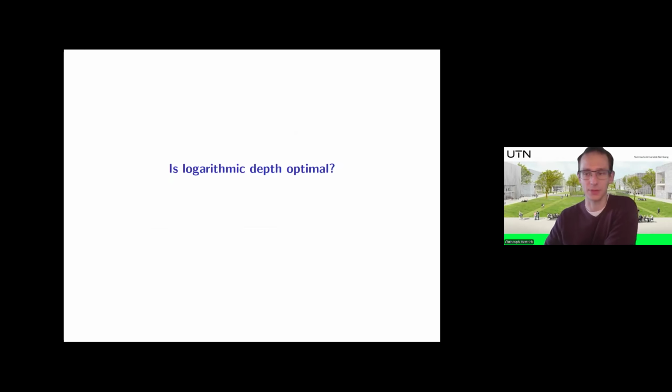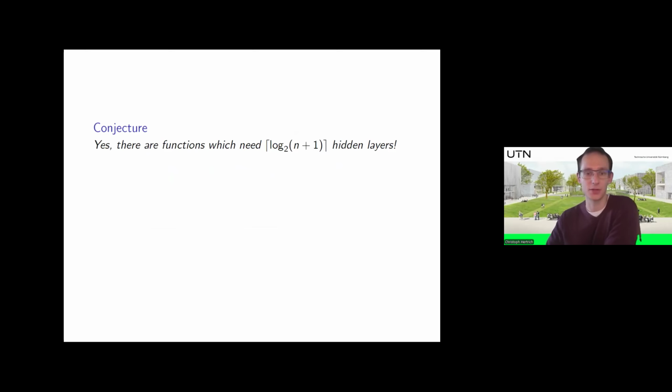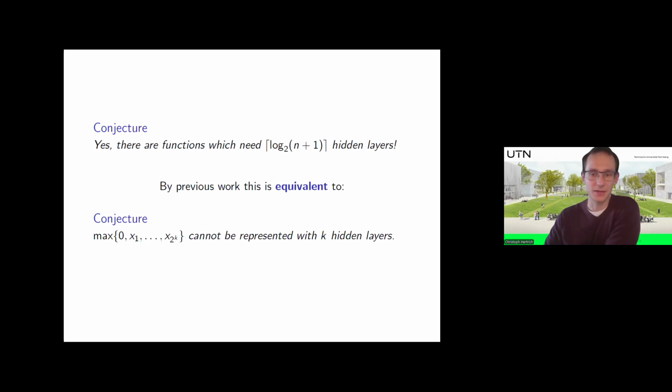So is logarithmic depth the best we can do for general continuous piecewise linear functions, but also for the maximum function? And the maximum function is, in fact, not just a cute little example. Let me first state what I believe, but it's just a conjecture and not more than that. I believe that this logarithmic upper bound is tight, and we actually also have a lower bound that matches this upper bound. And as I said, the maximum function is not just a cute little example, and the reason is basically the proof idea I explained earlier to you.